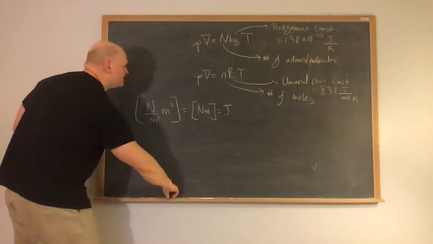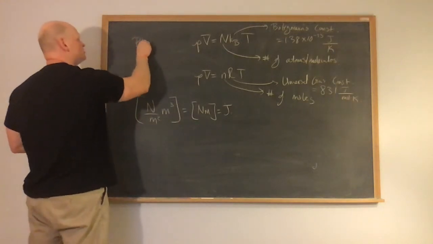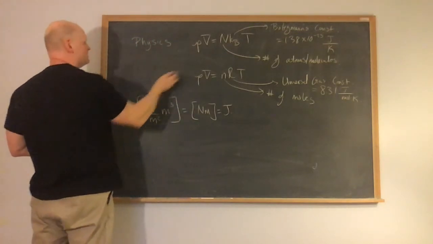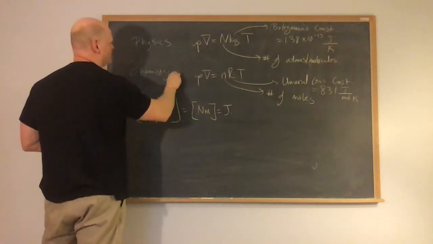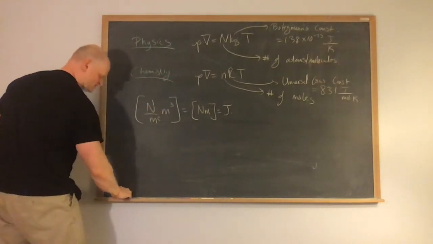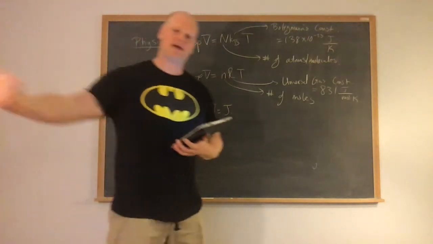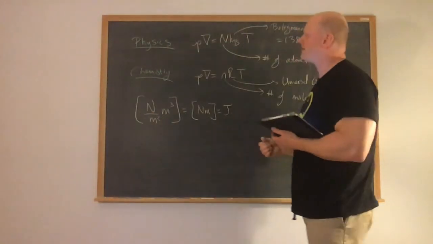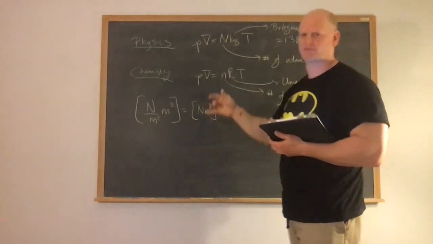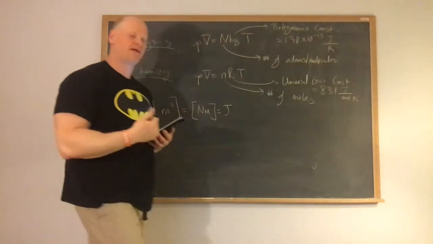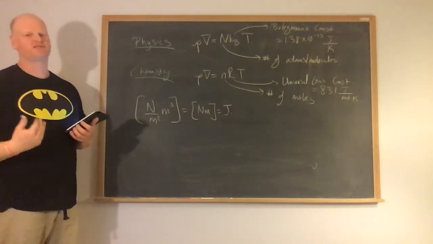So what's the difference between these? This one is the physics version. This one is the chemistry version. Now, the important thing here is that these two things say the same thing. They both talk about the energy and the temperature, because again, P times V is simply the energy. So it's talking about the energy, but from two different perspectives.